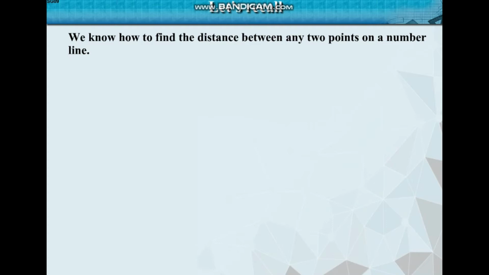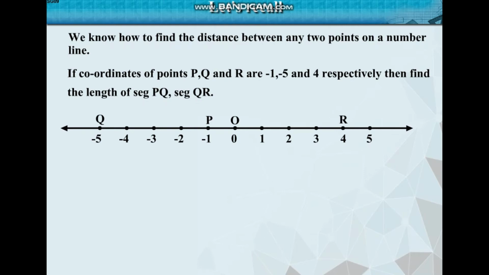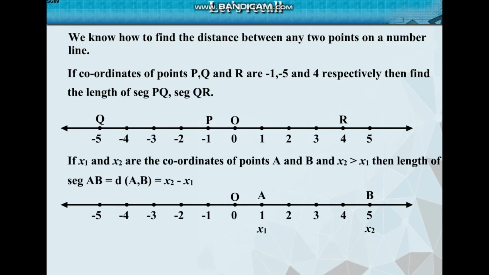Let's recall. We know how to find the distance between any 2 points on a number line. If coordinates of points P, Q and R are -1, -5 and 4 respectively, then find the lengths of segment PQ and segment QR. If x1 and x2 are the coordinates of points A and B and x2 is greater than x1, then the length of segment AB, the distance AB, is equal to x2 minus x1.